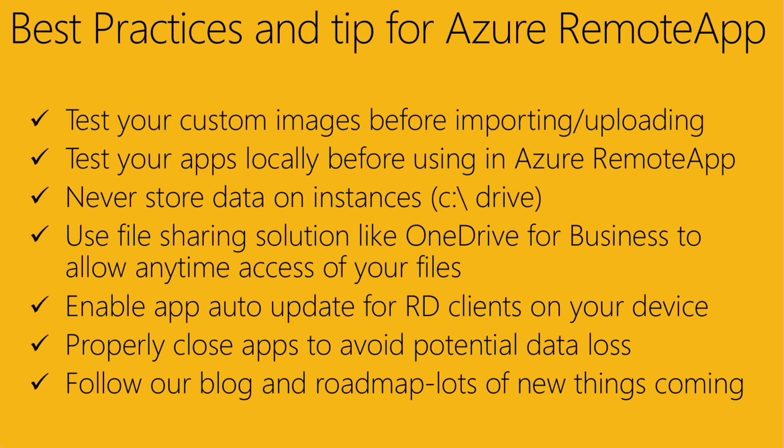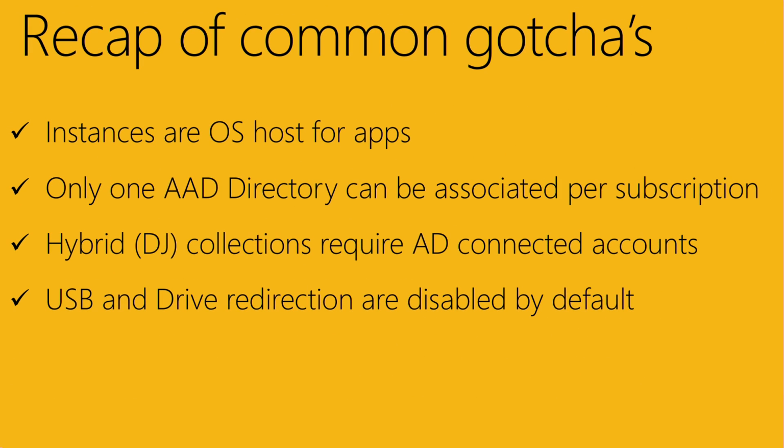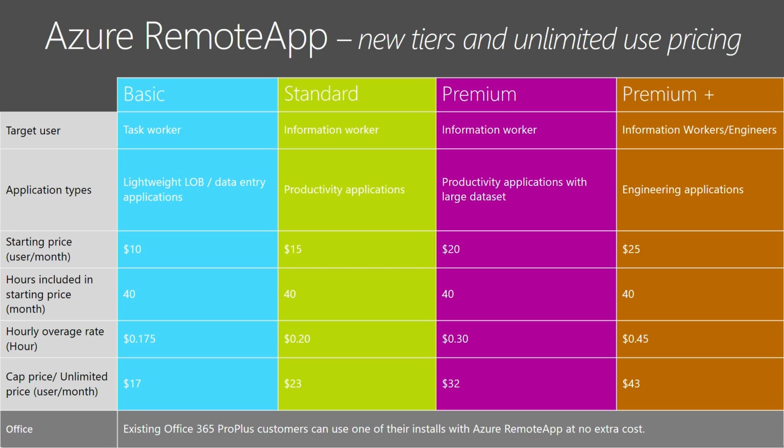Always test your images, test your applications, never store data on them, use file sharing solutions like OneDrive for Business, enable the auto app update. We talked about that. Properly close your applications, and follow our blog and our roadmap. There's always lots of new things coming. So a couple of key recap or common gotchas is, remember, the images are just hosts for the OS, or hosts for the apps. That's it. Only one AD directory can be associated with a subscription. Domain join requires AD connected accounts. And we already talked in good detail about the USB and drive redirection being disabled by default.